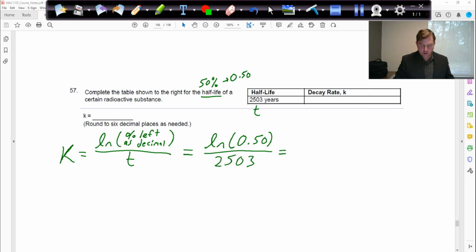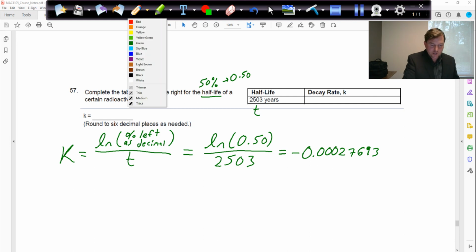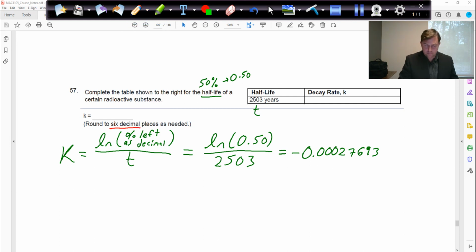2,503 years, and we'll get, if you do this correctly, negative 0.000123277693. That's a lot of decimals because it wants us to round to 6. So we're going to count. 1, 2, 3, 4, 5, 6. Stand there. Look to the right. It's 5 or bigger, so we're going to plus that by 1. And we're going to record the K is negative, don't forget that, 0.000123277.